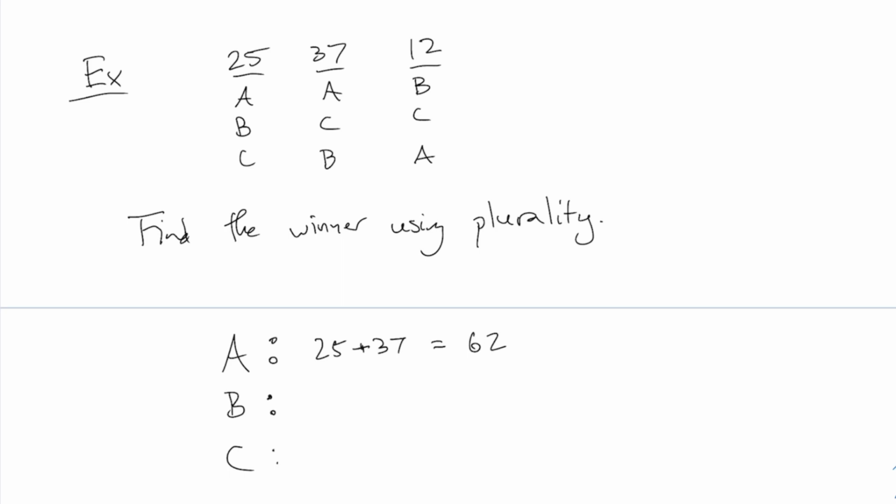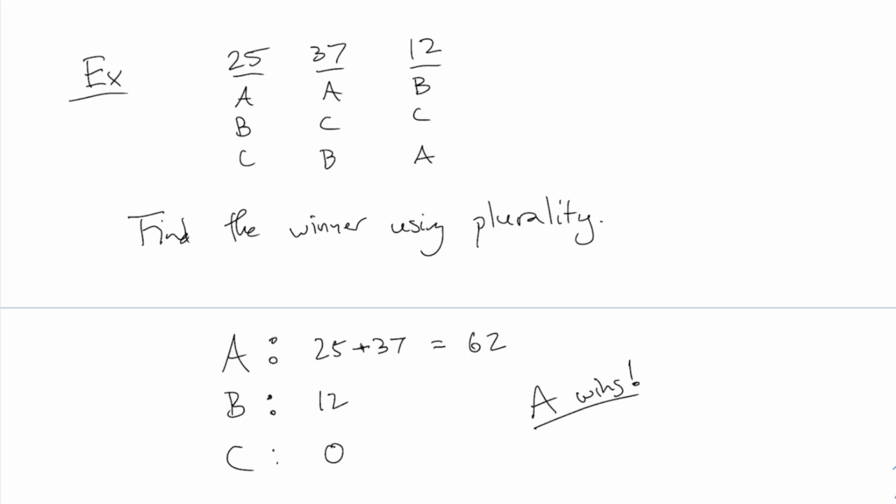What about B? What do you think? 12, yeah. B is on top here, 12 people, and nowhere else, so you don't really have to add anything together. It's just 12. And C? 0. Yeah, nobody put C in the top position. And so A wins, right? 62 being the greatest.